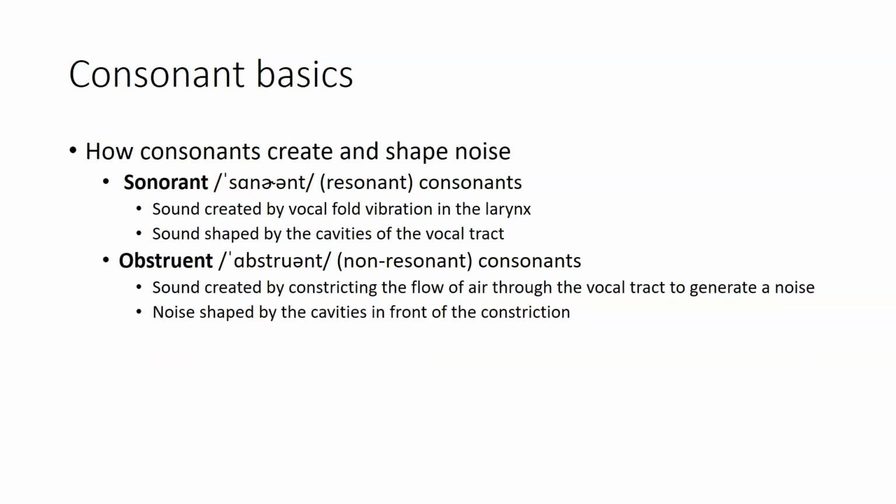Consonants create and shape noise in a variety of ways. Sonorant consonants, sometimes called resonant consonants, are similar to vowels in that the sound source comes from vocal fold vibration in the larynx, and that sound is then shaped by the cavities of the vocal tract. Obstruent sounds, or non-resonant consonants, have a sound created by constricting the flow of air through the vocal tract to generate a noise, and that noise is then shaped by the cavities in front of that constriction.